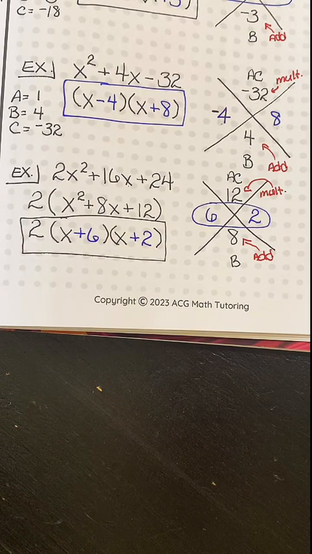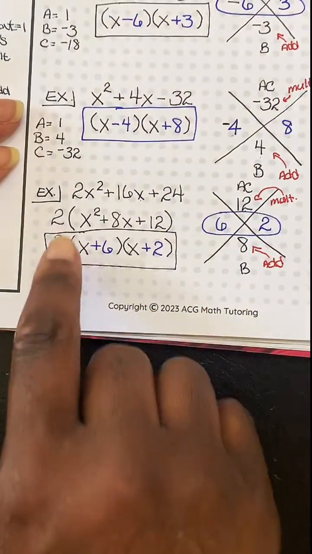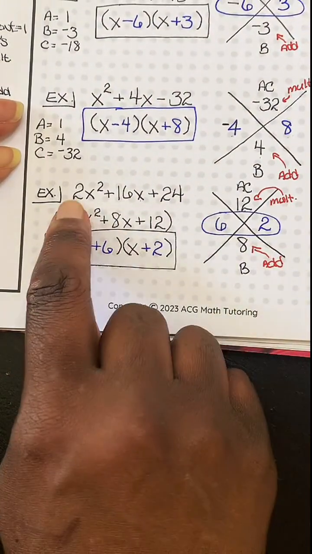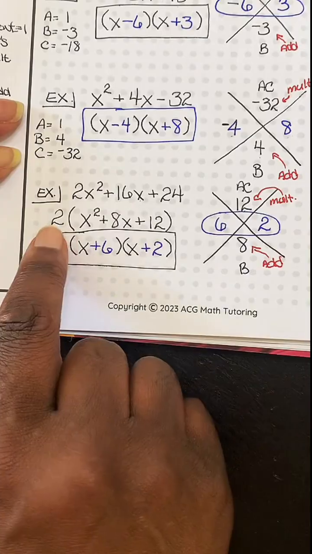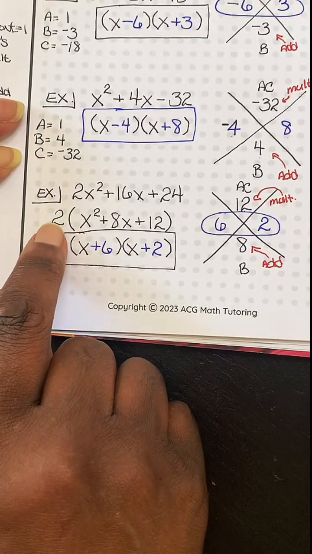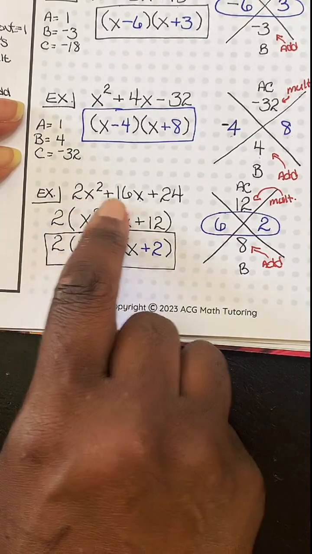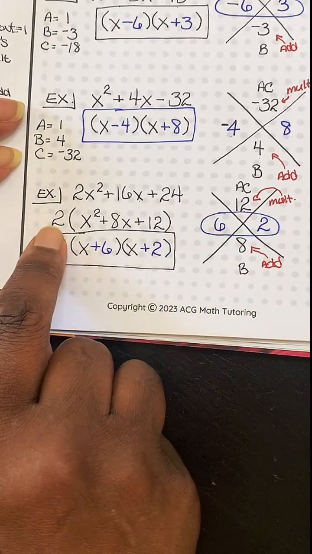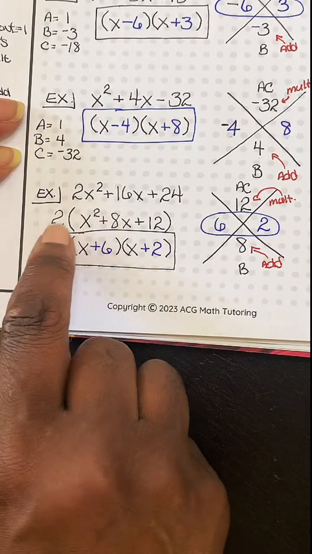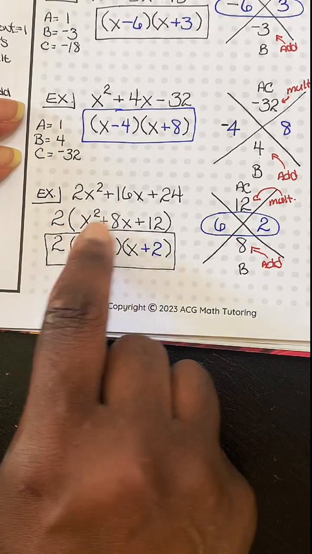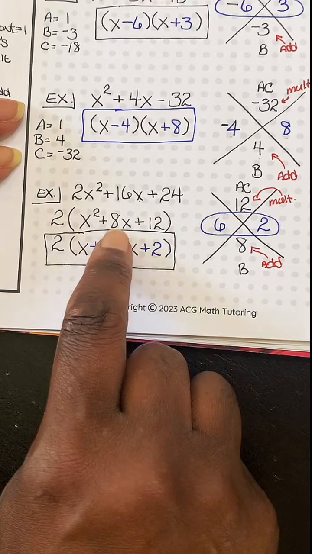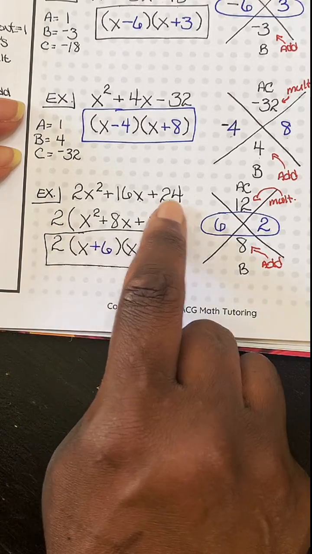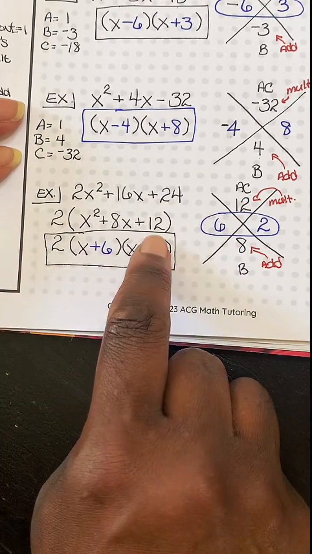What do I do with the 24? Well, we factored it out. Because 2, 16, and 24, they all had 2 in common. That's why there's a 2 out here. And you divide the original by that 2. So 2x squared divided by 2 gives me x squared. 16x divided by 2 gives me 8x. And 24 divided by 2 gave me 12.